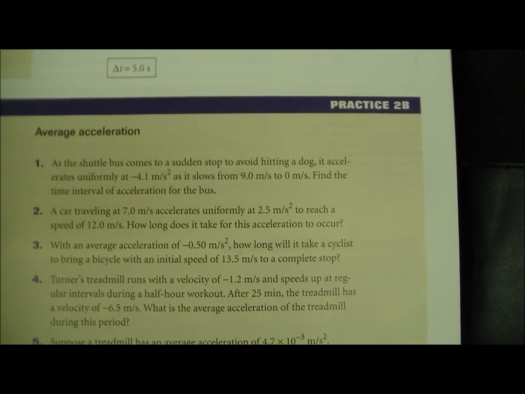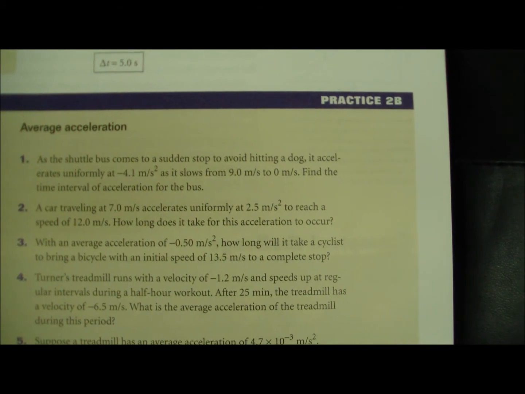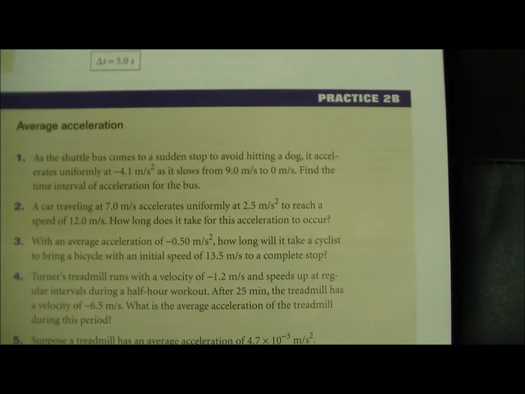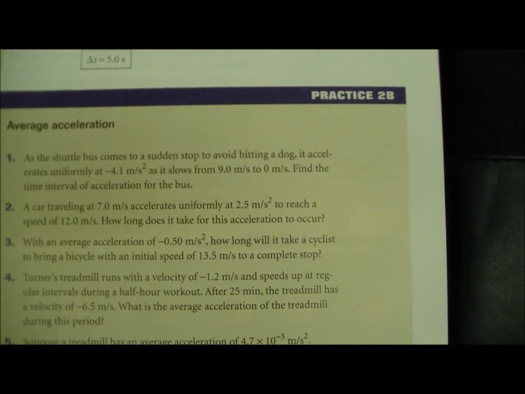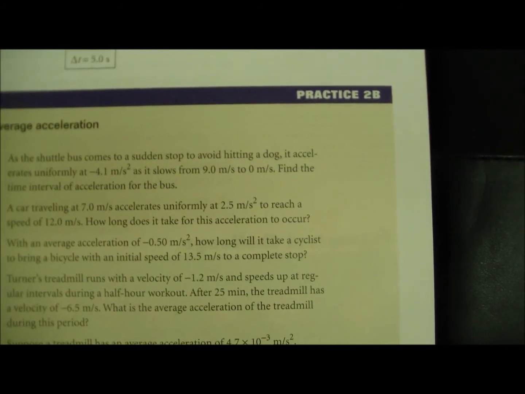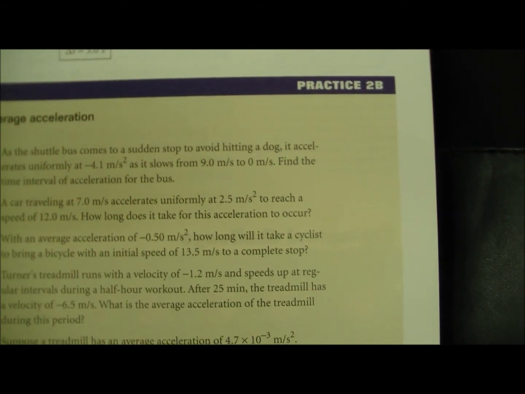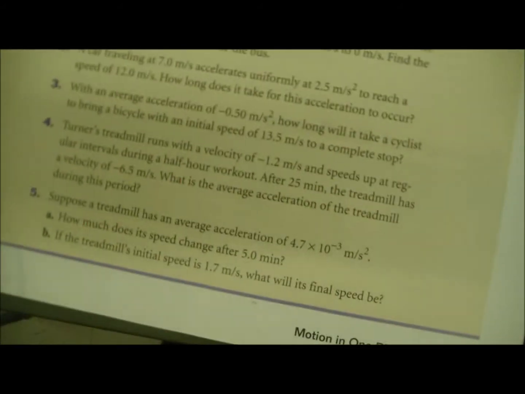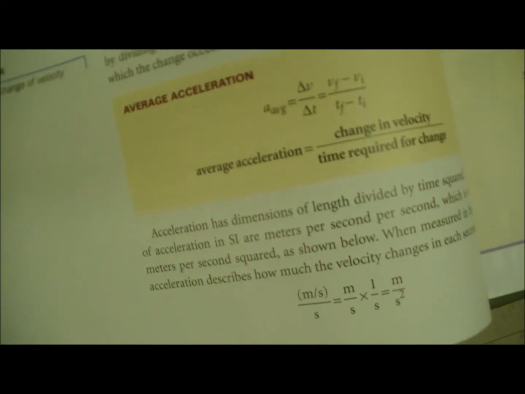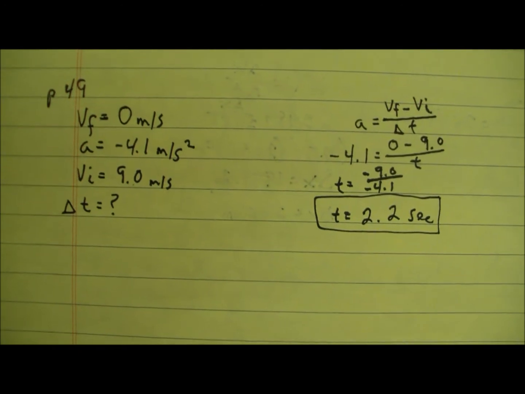As a shuttle bus comes to a sudden stop to avoid hitting a dog, it accelerates uniformly at minus 4.1 meters per second squared as it slows from 9.0 meters per second to 0 meters per second. Find the time interval of the acceleration for the bus. Okay, you've read it for understanding. Now you're going to go back and see what kind of data you have.